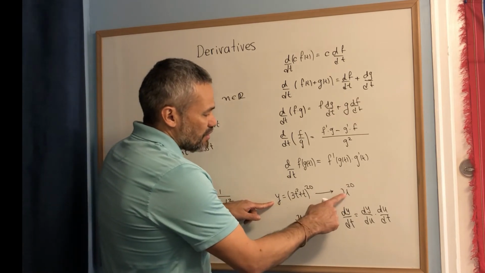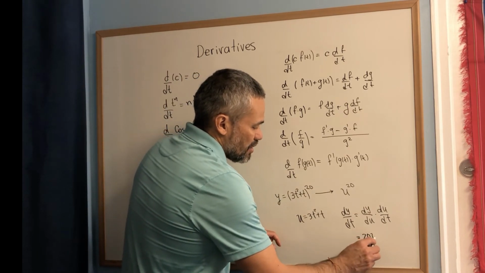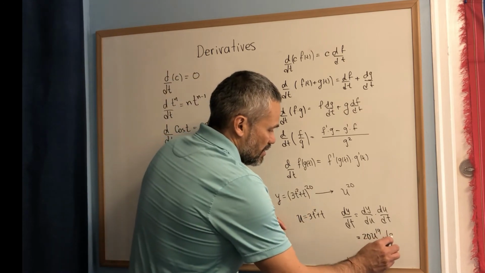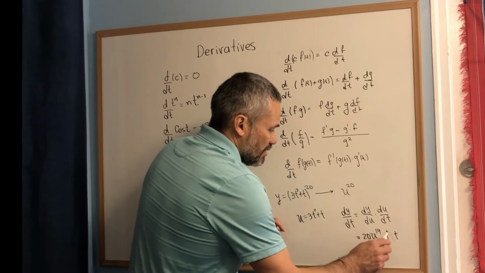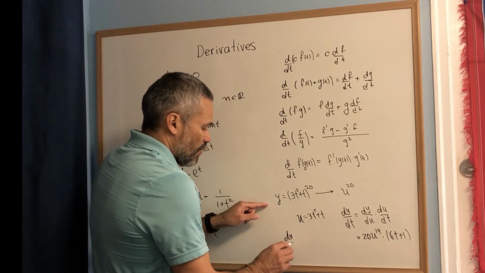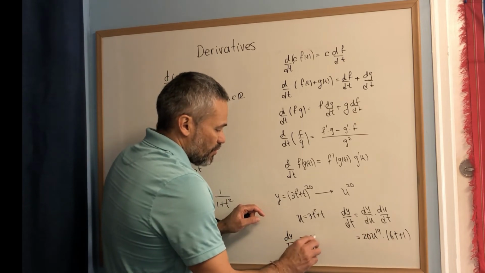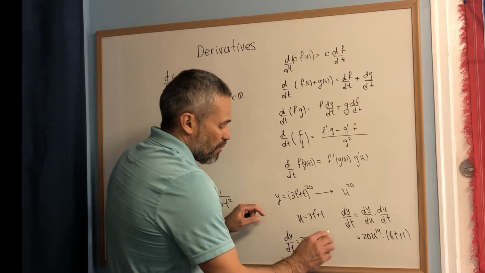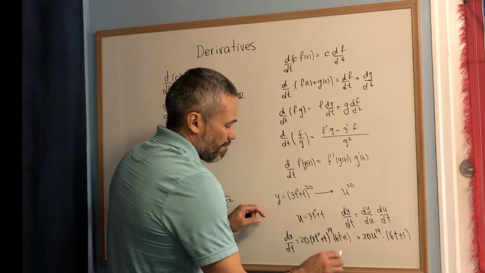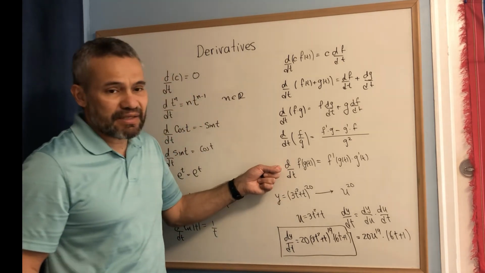Y viewed as a function in terms of u is u to the 20. Then this is 20 times u to the 19, and the derivative of u with respect to t is 6t plus 1. That means that the derivative of this function, dy with respect to t, is just 20 times, now we change the u, (3t squared plus t) to the power of 19 times (6t plus 1). This is one way that is going to be useful to visualize the chain rule.